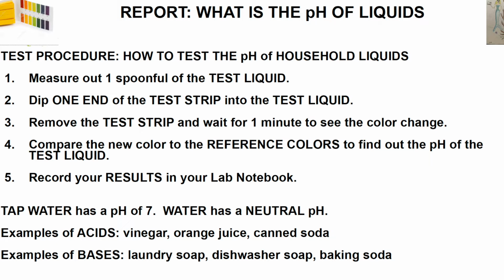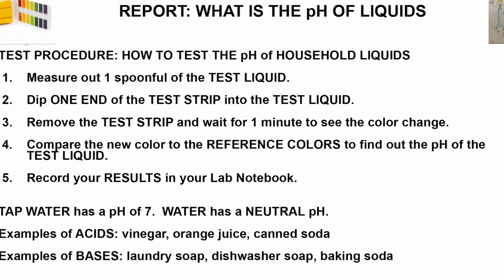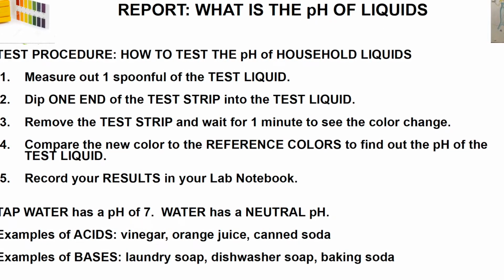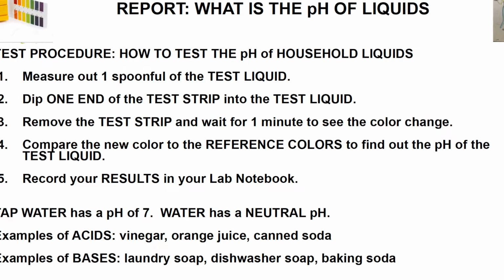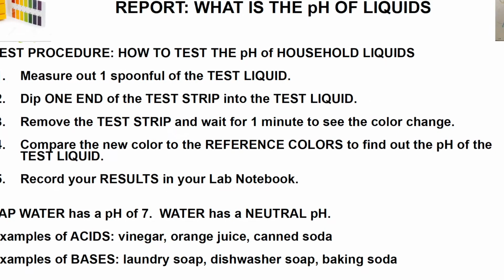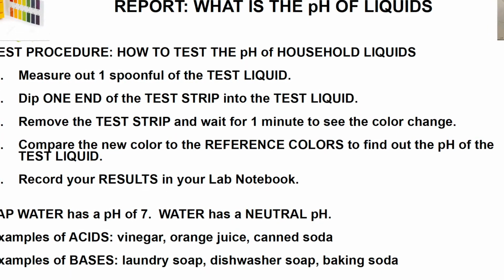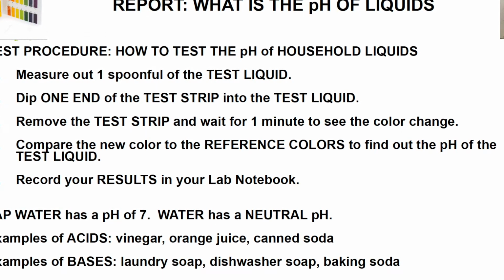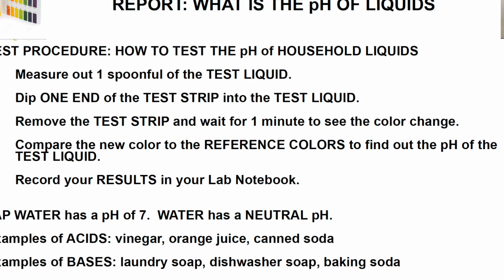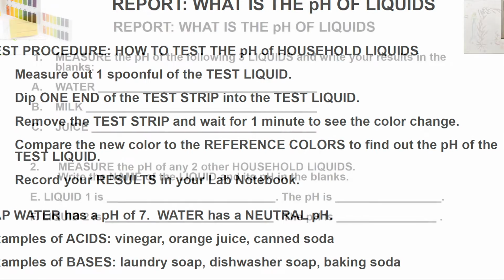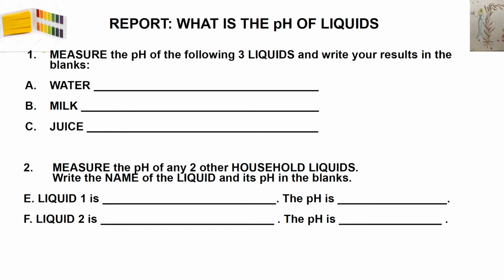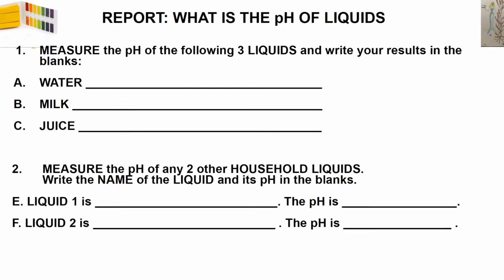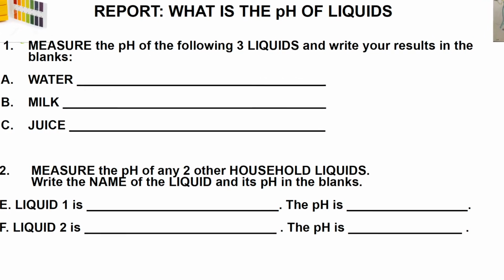Tap water usually has a pH of 7, but it can range anywhere from 6 to 8. Some examples of acids you might test are vinegar, orange juice, and canned soda. And some examples of bases you could try would be laundry soap, dishwasher soap, and baking soda. You can record your results on this page of your lab report.